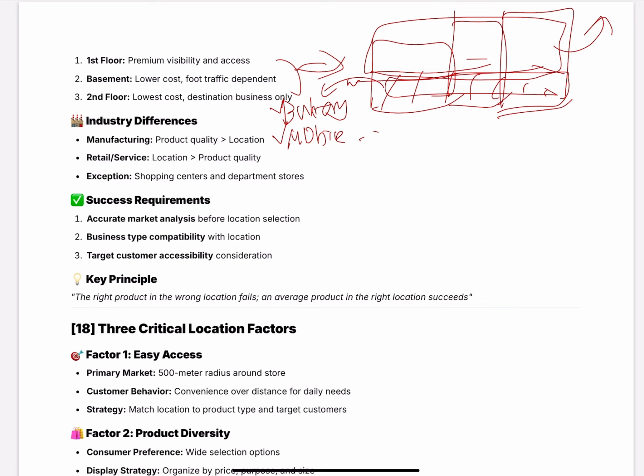Okay, so here is where industry differences matter. For manufacturing businesses, product quality is more important than location because you are selling to other businesses who care about specifications, not convenience. But for retail and service businesses, location trumps product quality because consumers prioritize convenience and accessibility. So that's why I said bakeries and mobile shops are always located on the first floor.